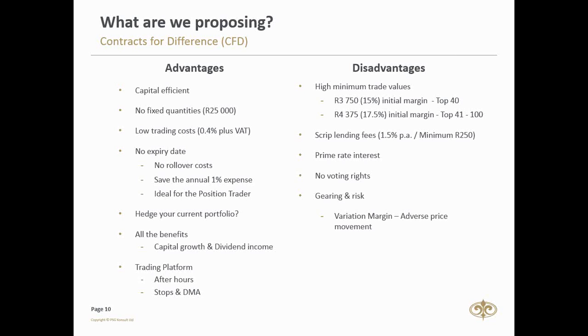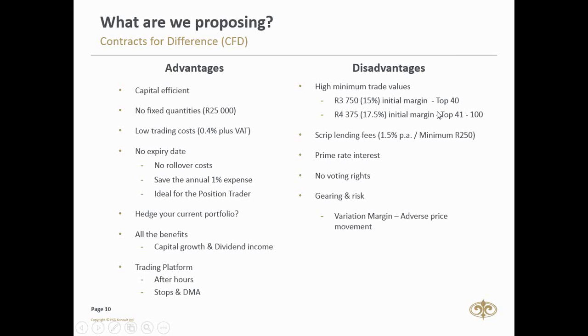Advantages are, say, capital efficient. You don't need a lot of money to invest in CFDs, but there are certain requirements. First of all, the minimum exposure is 25,000 Rand. So if you look at the right hand side here, under disadvantages, you put out an initial deposit of 15%. That's for a top 40 stock.